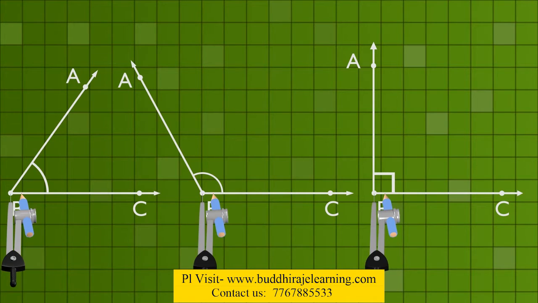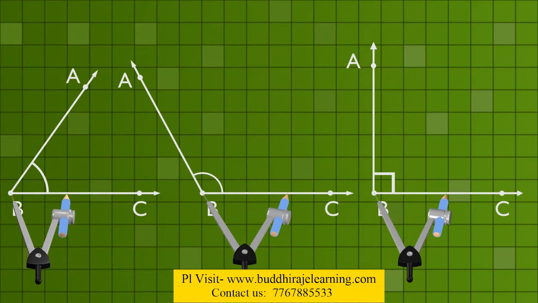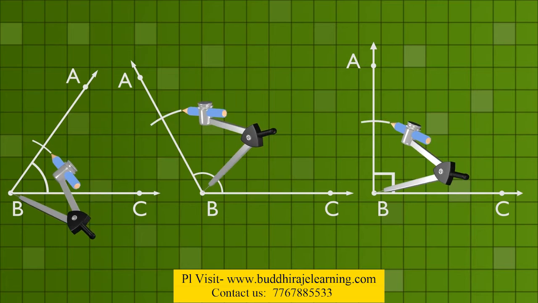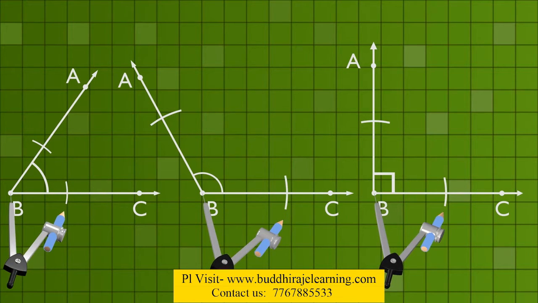Then open the compass to an arbitrary but sufficient length and draw two arcs intersecting the two arms of the angle. These arms are ray BA and ray BC. Let the point of intersection of the arc and the ray BA be labeled as P and the point of intersection of the arc and the ray BC be labeled as Q.